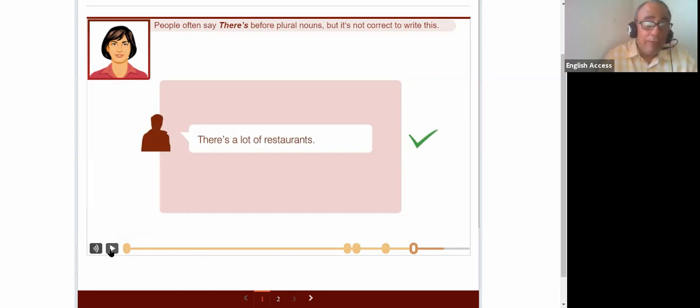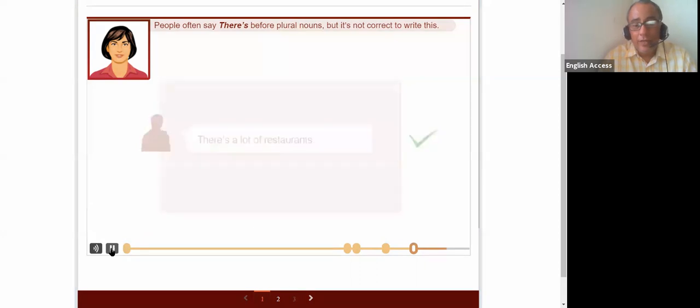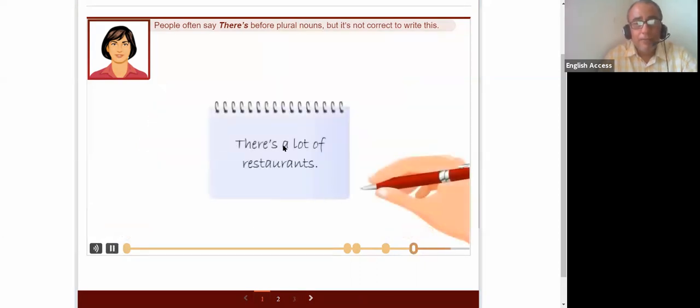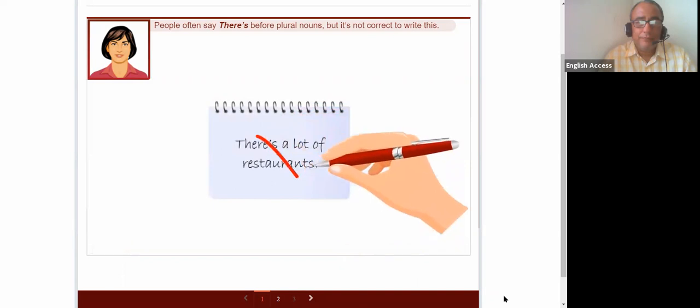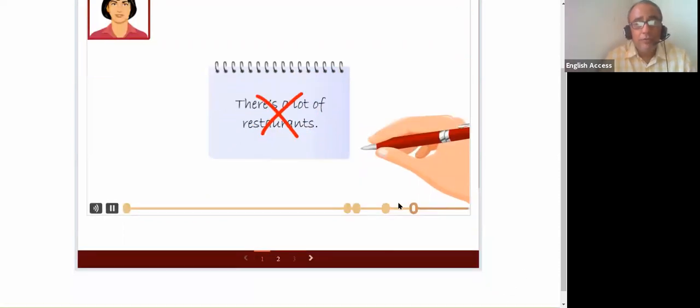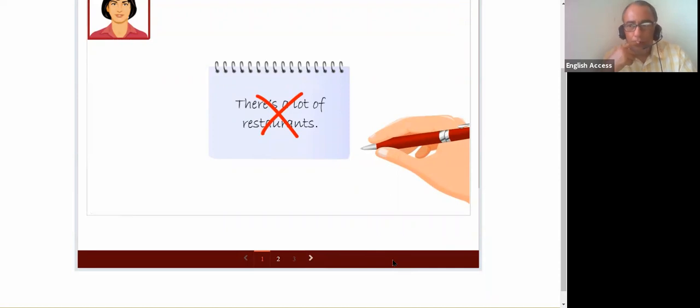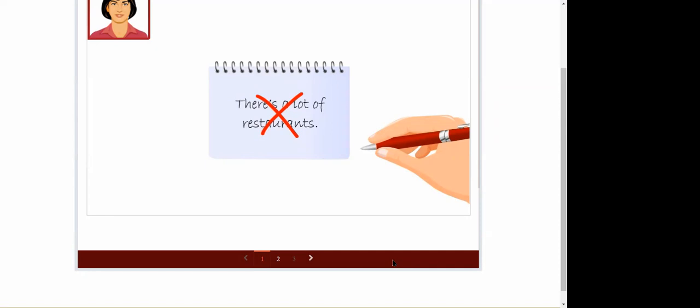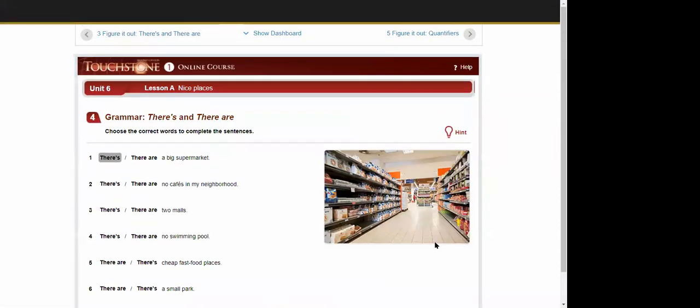Let's see the other example for writing English. That is incorrect, I guess. This is incorrect. There's a lot of restaurants. That is incorrect. When you are writing, it's incorrect. But in speaking, it's very common to say there's, okay? I don't know if you have a question on this. Fatima, Francisco, any questions? Remember, there is for singular. There are for plural, okay? Yes. Okay. Fatima? Yes, teacher.